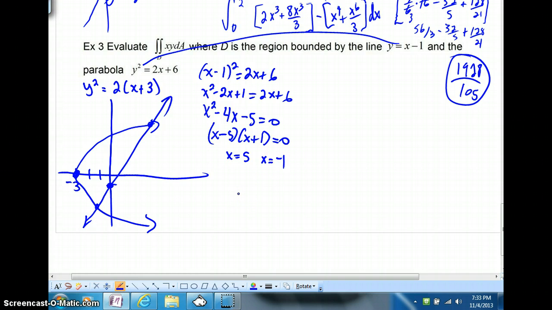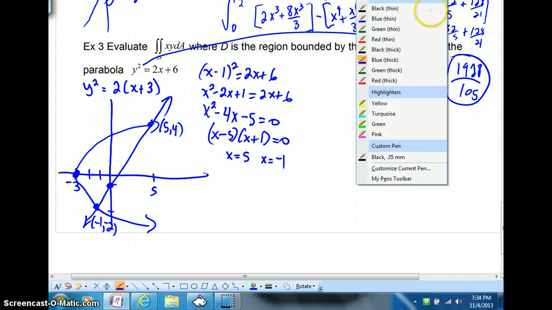Now, of course, the line y equals x minus 1 lends itself very useful. If I were to plug in x equals negative 1, you could see that your y value, negative 1 minus 1, would be negative 2. So that would be a y value of negative 2 down there. Similarly, if I plugged in x equals 5 into the line y equals x minus 1, you'd see your y value would be a 4.